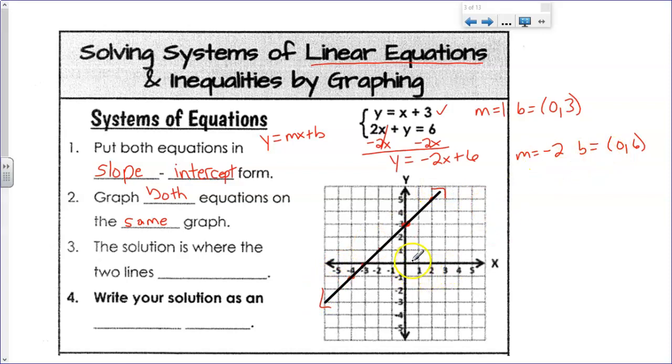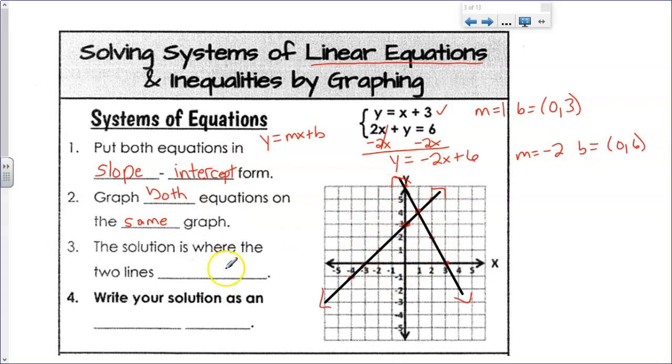And then on the other one, (0, 6) is my starting point. Remember, our starting point is always our y-intercept, then negative 2. So instead of our line slanting to the right, this one's going to go to the left. I can go down 2, right 1, down 2, right 1, down 2, right 1, just like we've done before. Draw our line, and then put some arrows showing that the line continues on forever. So this is nothing new. We're just graphing the lines.